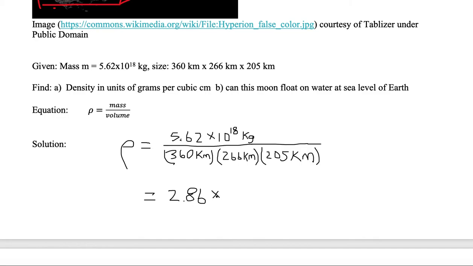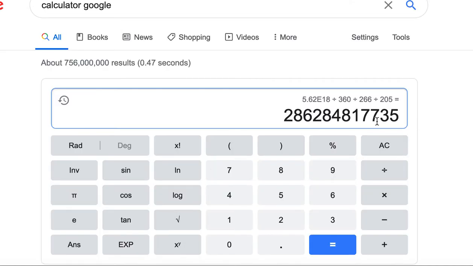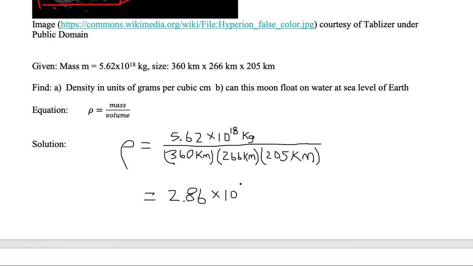times 10. Now we have to count the number of digits. 1, 2, 3, 4, 5, 6, 7, 8, 9, 10, 11. Times 10 to the 11th kilograms. And we have 3 kilometers in the bottom, and that is kilometers cubed. Well, we don't want kilograms and we don't want kilometers, so we're going to build our railroad track.